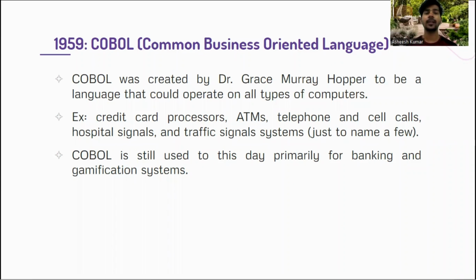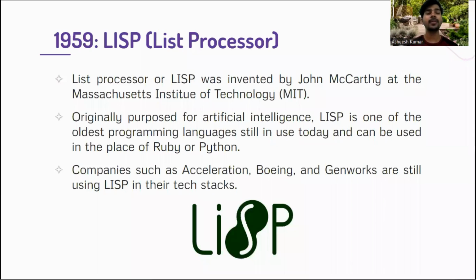After COBOL, the next language is LISP. In 1959, LISP was introduced by John McCarthy at MIT. Originally proposed for artificial intelligence, LISP is one of the oldest programming languages still in use today and can be used in place of Ruby and Python.